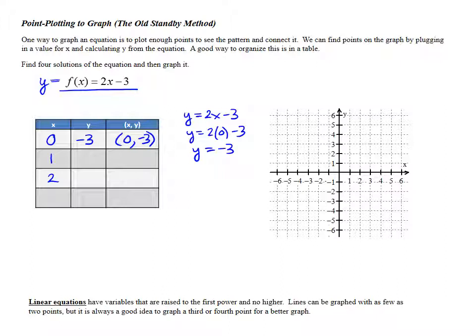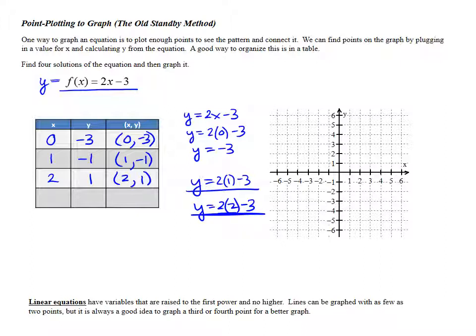Now let's do four solutions and graph them all. If I put a 1 in, y equals 2 times 1 minus 3. 2 minus 3 would be negative 1, so I have a solution at (1, -1). If I put a 2 in, y equals 2 times 2 minus 3. That would be 4 minus 3, which is 1. So I have the solution (2, 1).